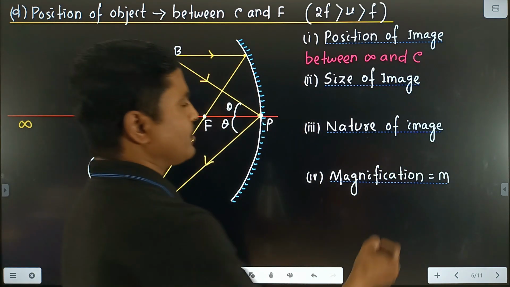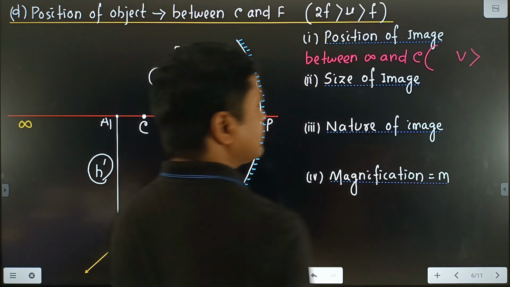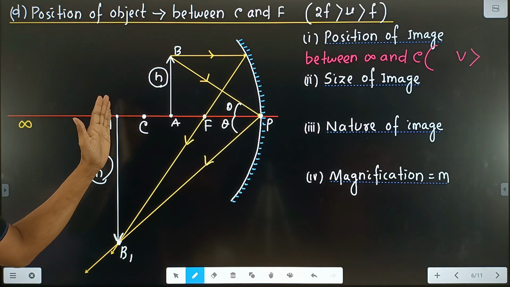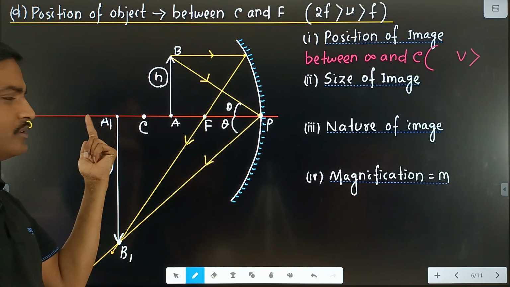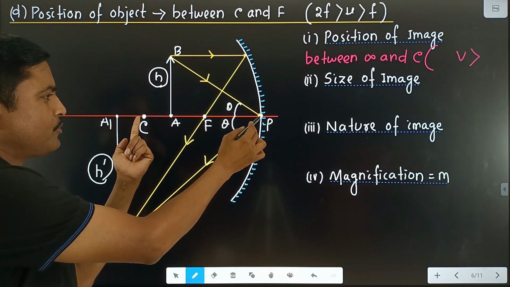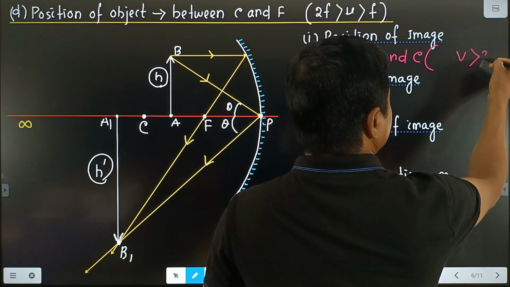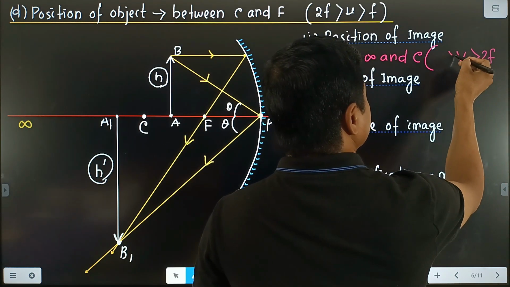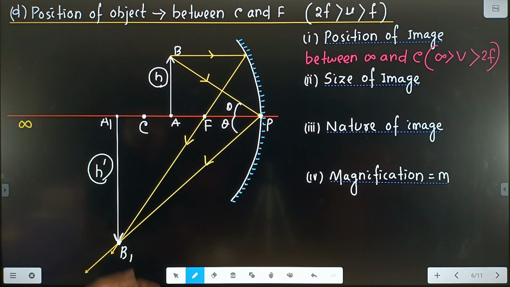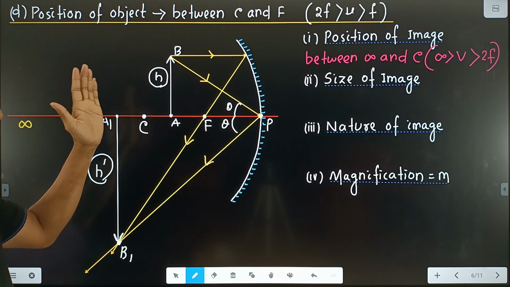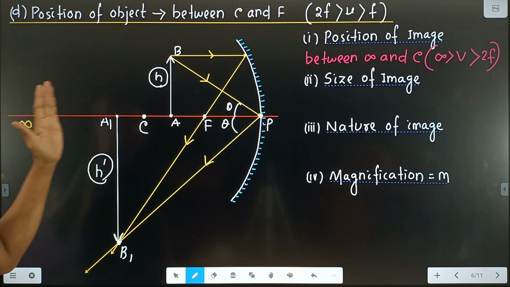That means what is the image distance? For image distance we write V. V means P to A1. This is V. That is beyond C. C means center of curvature. From P to C, this distance is equal to 2f. So we write V is greater than 2f and less than infinity. Clear? That means if the object is placed in between the center of curvature and focus, the image is formed beyond the center of curvature.